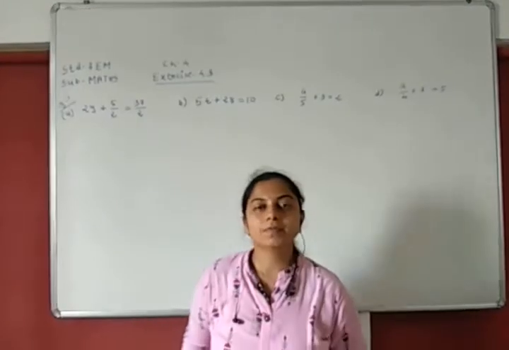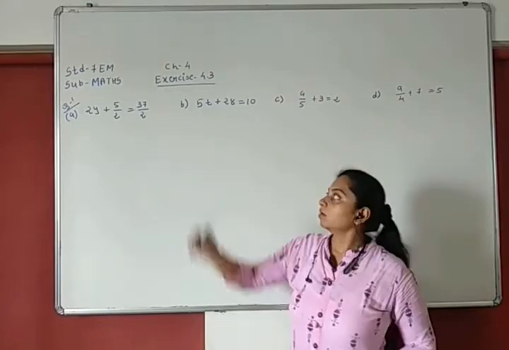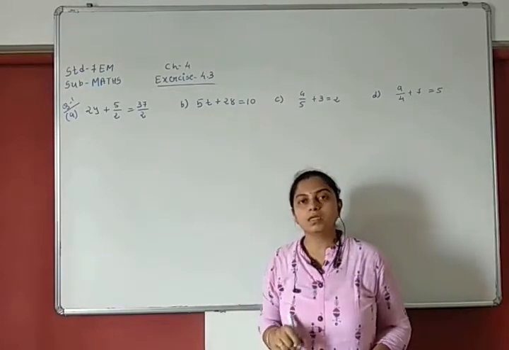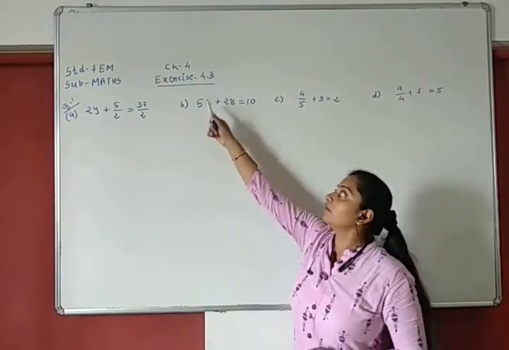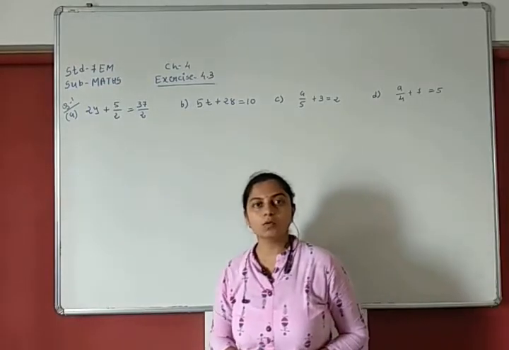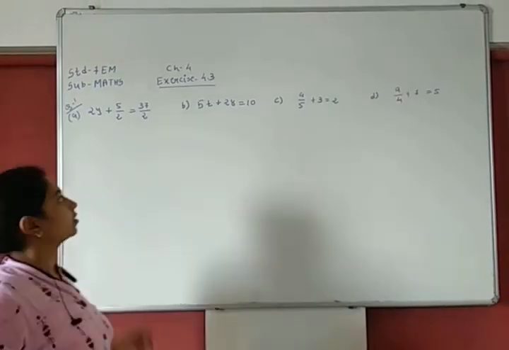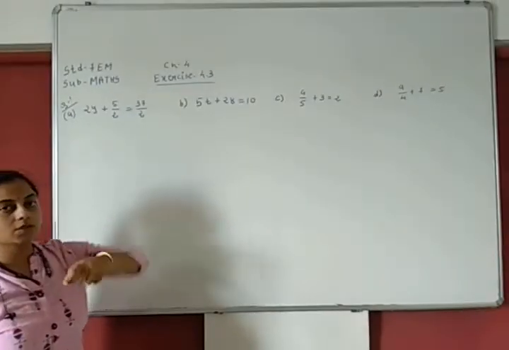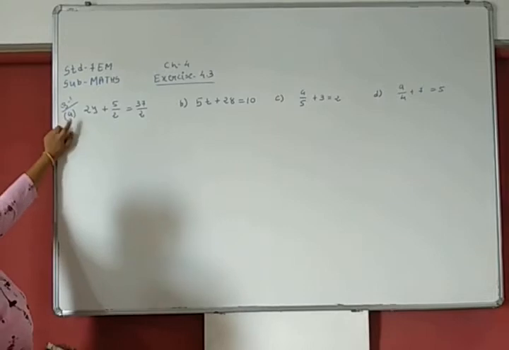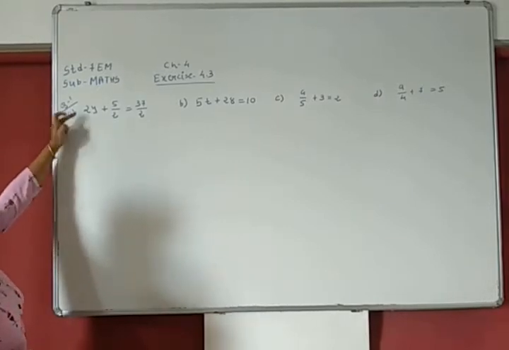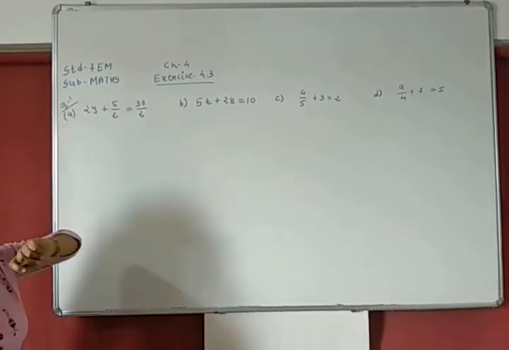Hello students, we are learning chapter number 4, exercise 4.3. 4.2 is over. Now we will start exercise 4.3, question number 1. Question number 1 is: solve the following equations. So here I have written a few equations and let me solve them. First one, 2y plus 5 by 2 equals 37 by 2.